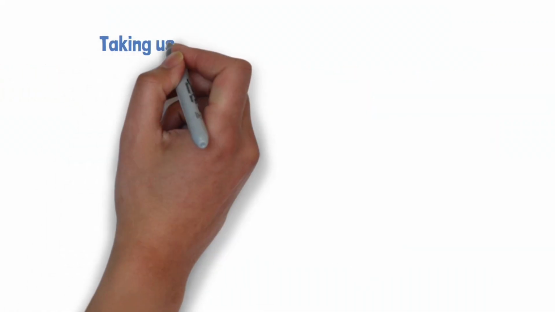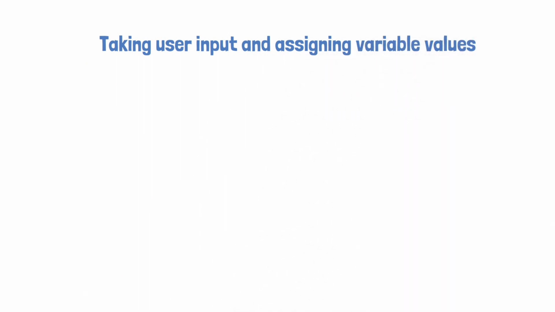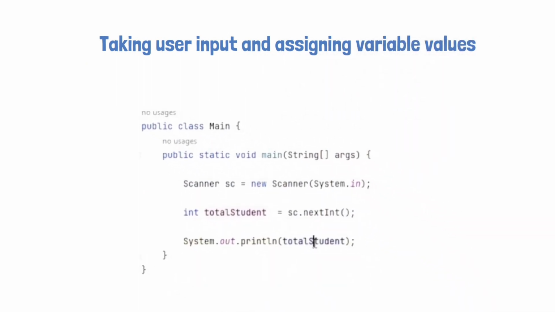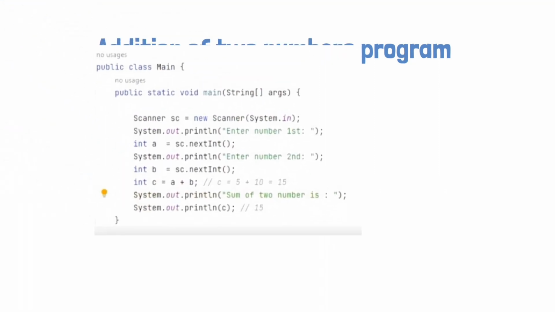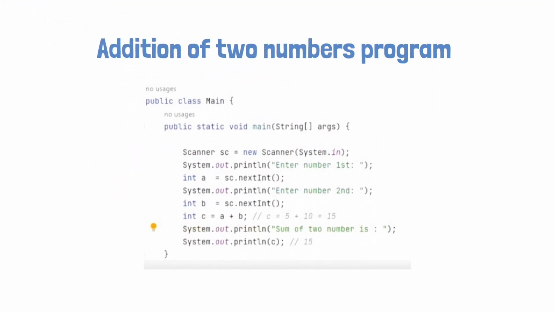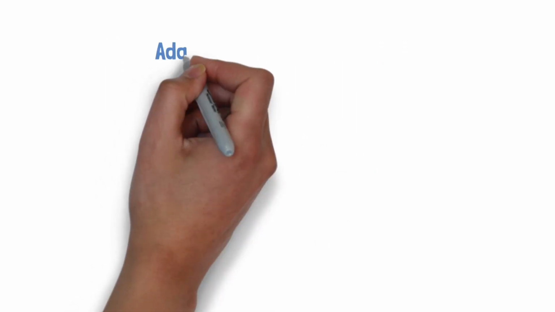In the previous video we saw how to take different types of inputs from the user and assign those to variables as values, and also we saw the addition of two numbers and understood what the different operators are, and we added two numbers and saw the result in the console.